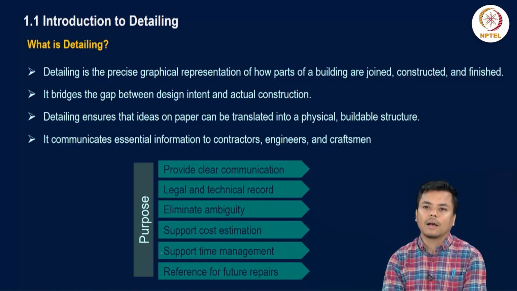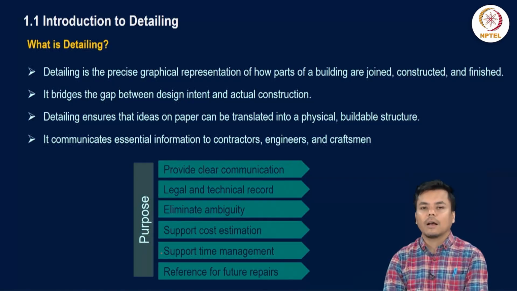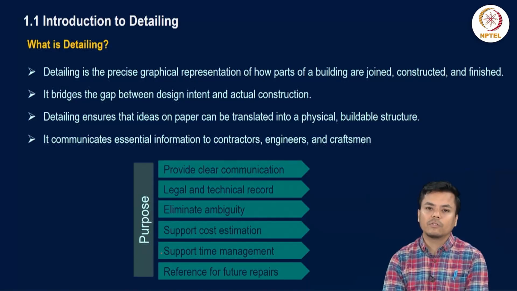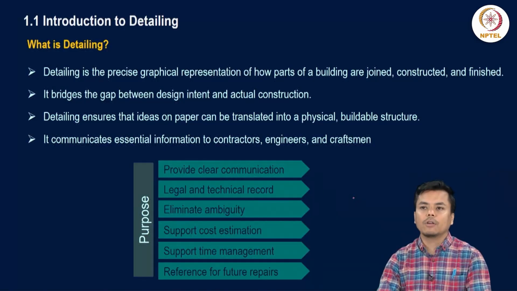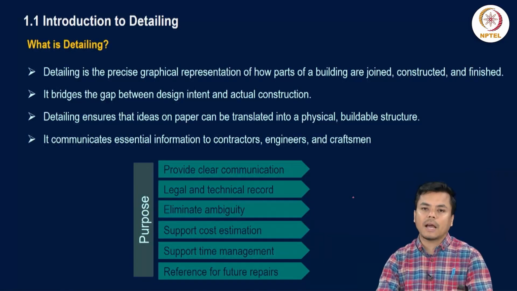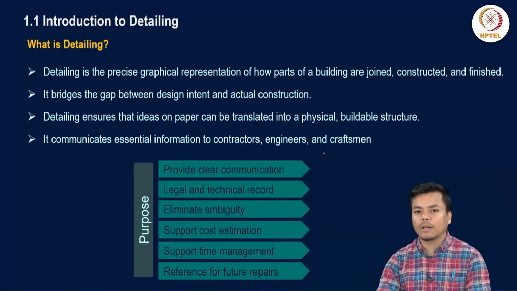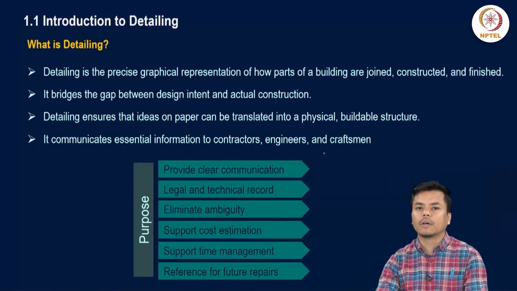It connects design intent and the actual construction that is supposed to be done on the site, and also it minimizes confusion and enhances the clarity regarding the particular member of which the detail is shown. Detailing ensures that ideas on paper can be translated into a physical buildable structure very clearly, with all the labels and dimensions being mentioned for that particular drawing. It communicates essential information to the contractor, engineer, and the craftsman, whoever is involved in executing that part of the building.